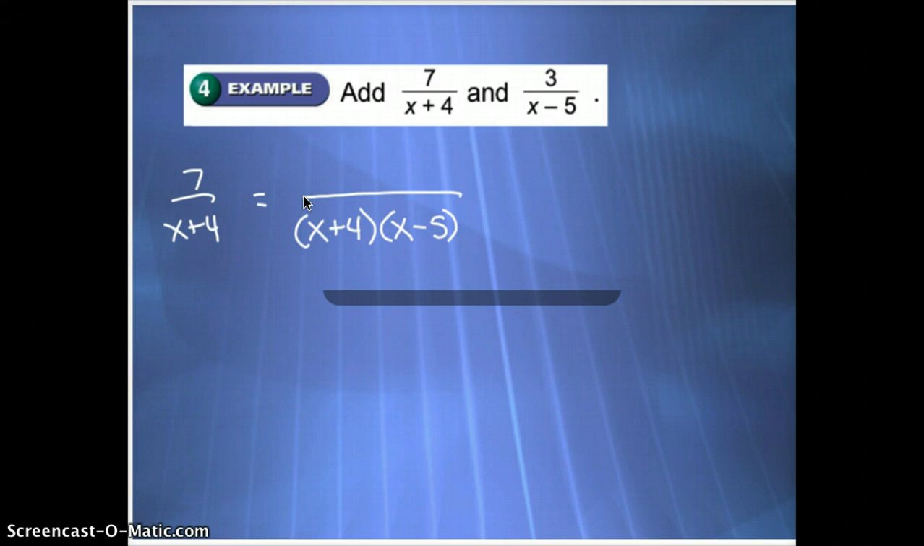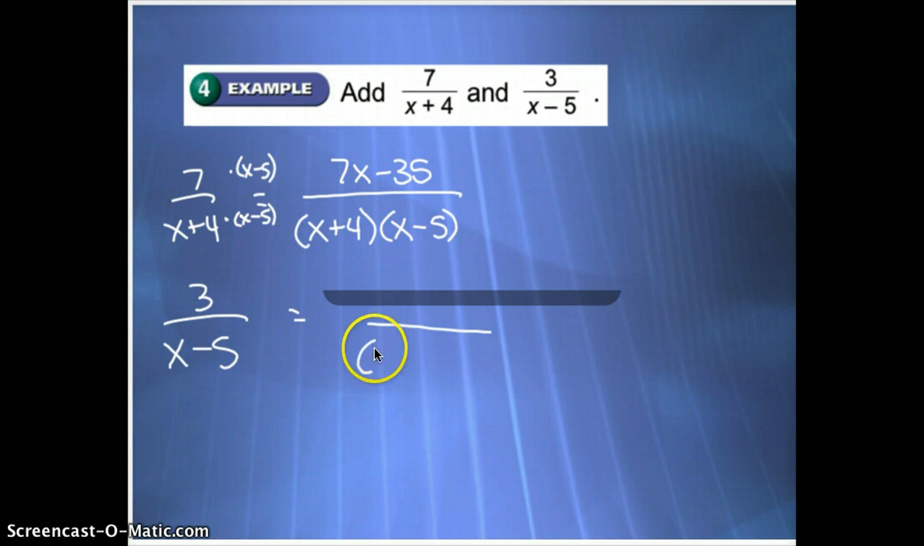Well, it looks like I had to multiply by the quantity x minus 5 on the bottom, so I need to do that on the numerator too. So I'm going to have 7x minus 35 on my new numerator. I'm going to do the same sort of strategy. 3 over x minus 5 equals what over (x plus 4) times (x minus 5)? This is why factored form comes in so much more handy sometimes. So x minus 5 is going to have to be multiplied by x plus 4. So multiply the numerator by x plus 4 again. That's going to be 3x plus 12.